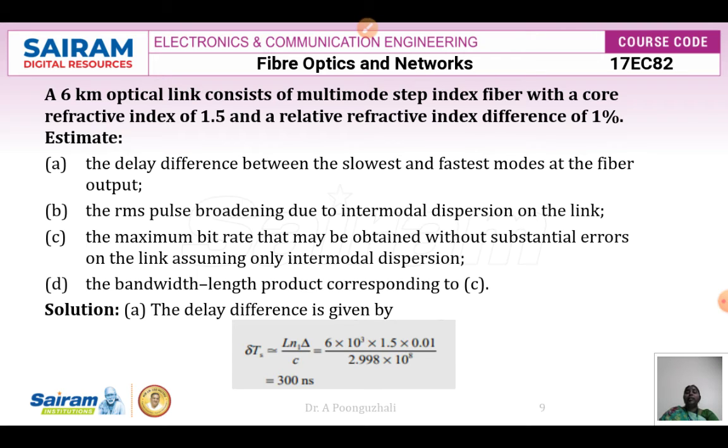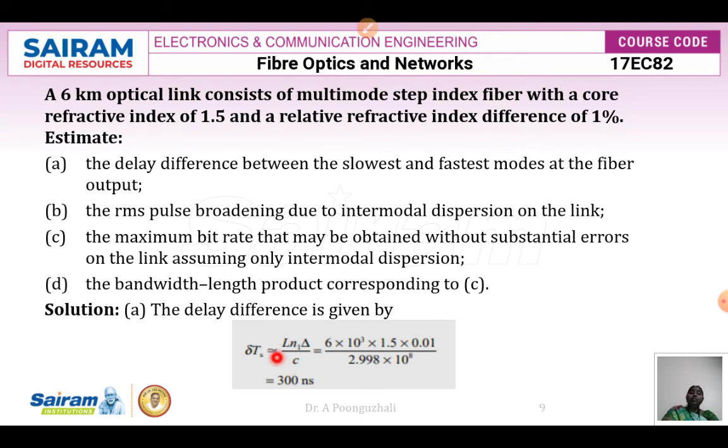So we are going to estimate the delay difference between the slowest and fastest mode at the fiber output, the RMS pulse broadening due to intermodal dispersion on the link, the maximum bit rate that may be obtained without substantial errors on the link, assuming only intermodal dispersion, and the last one is the bandwidth length product. So the delay difference formula is L n1 delta by c.